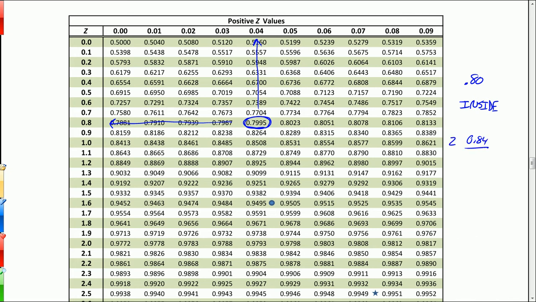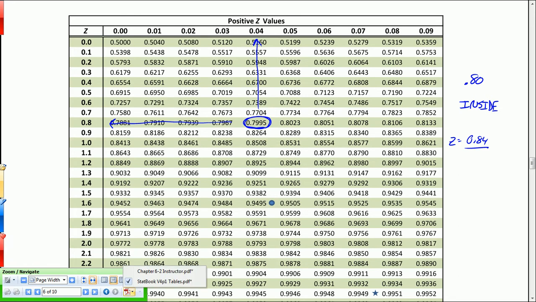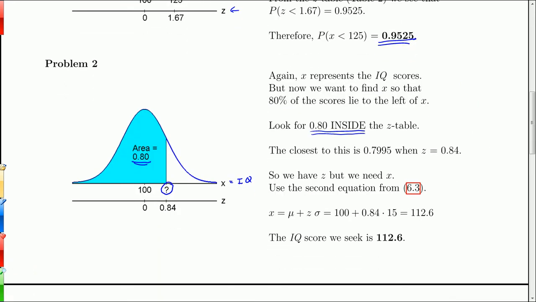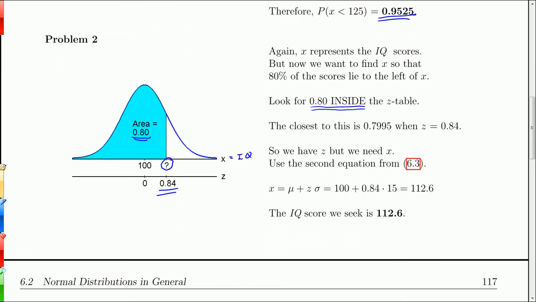That's the z-value. And that's sort of what we're looking for, but not quite. So the 0.84 is the z-value. That's why I put this axis down here. And so now, by drawing these two axes, you can sort of see what we're trying to do with the formula. We're going to use the second formula in the above equations, where x equals mu plus z times sigma.